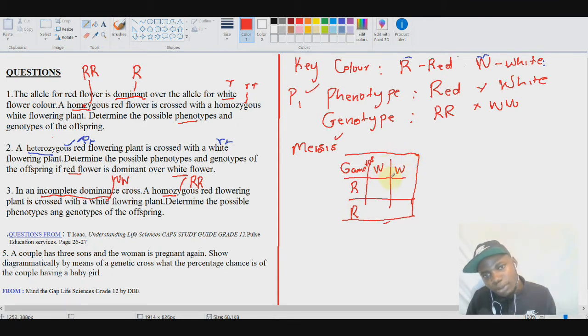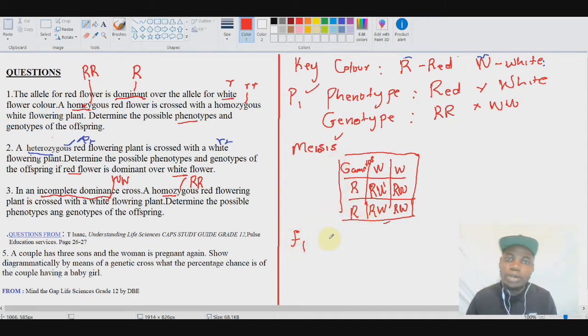So in a Punnett Square, you don't have to write them separately as gametes, they are already separated here. Remember, I'm using the Punnett Square method because it's what I like. You can use the other method, of crossing the X's, that's your choice as well. No one is forcing you to use the Punnett Square, but I use this one because it's very neat. So now R times W gives RW, RW, RW, RW. These are the genotypes of your offspring. Now you have the F1 generation. What is the genotype there?